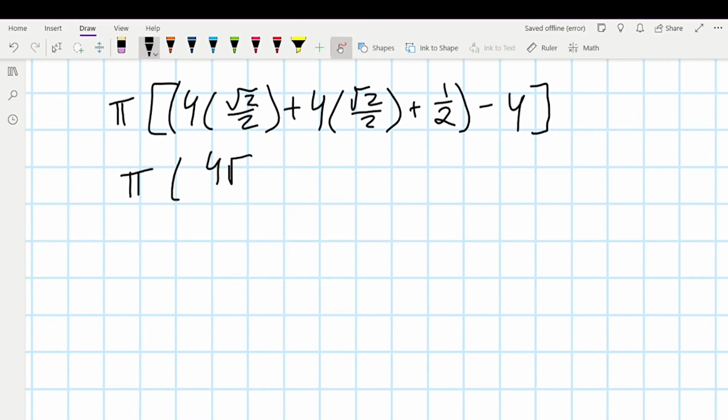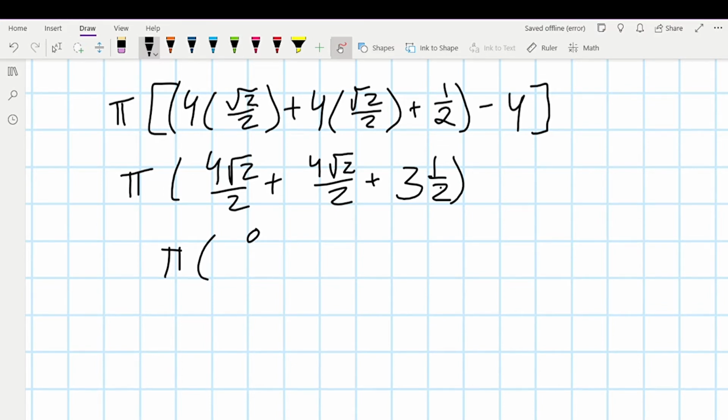we will now have 4 root 2 over 2 plus 4 root 2 over 2 plus 1/2 minus 4, or we can simplify this 1/2 minus 4 to negative 7 over 2, and then we will have pi times 8 root 2 over 2 minus 7 over 2.